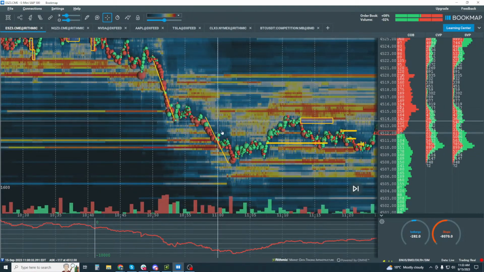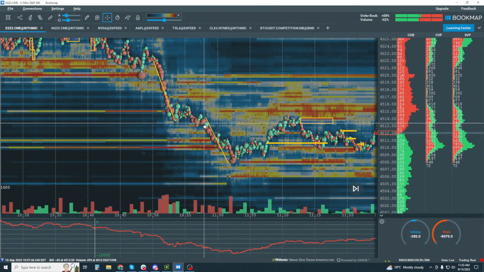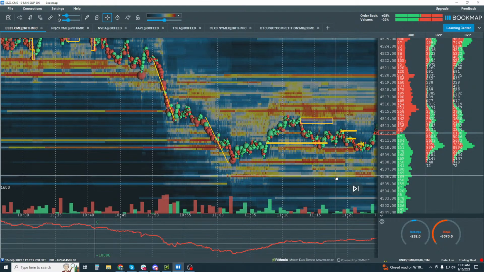And then if we're looking for a pullback, we were looking for it actually a little bit earlier. We're looking for a pullback, and it comes back up and retests the market structure here. Now, typically we look for a low volume pullback and then continuation.